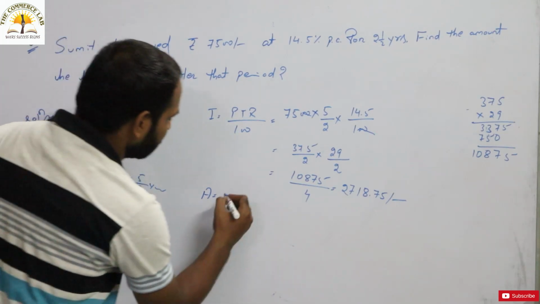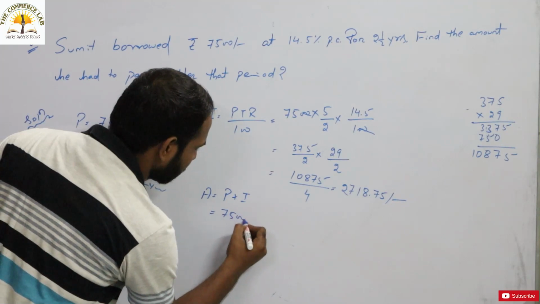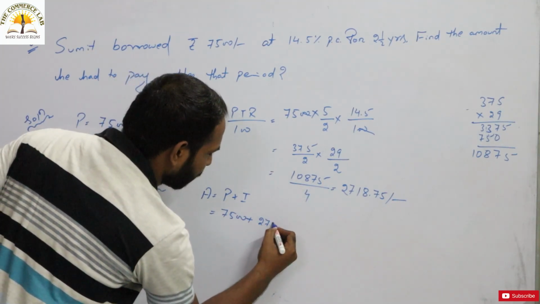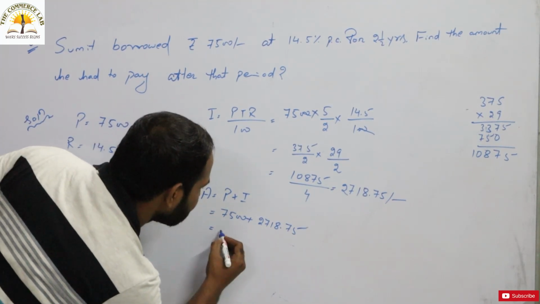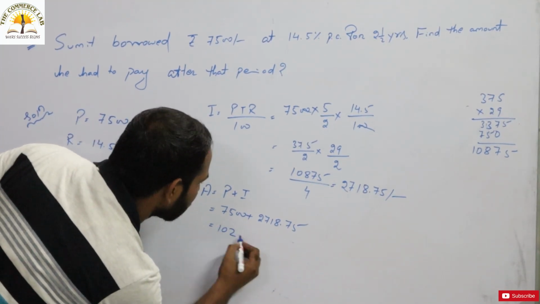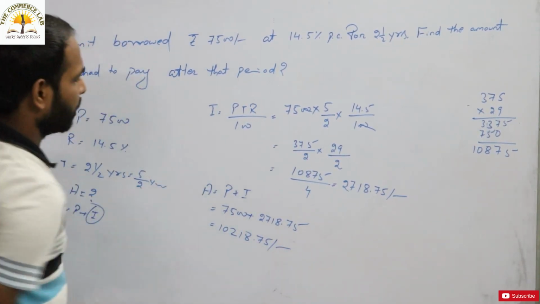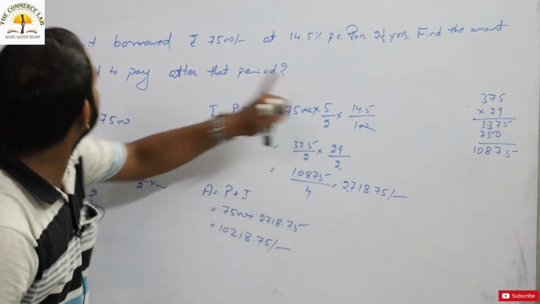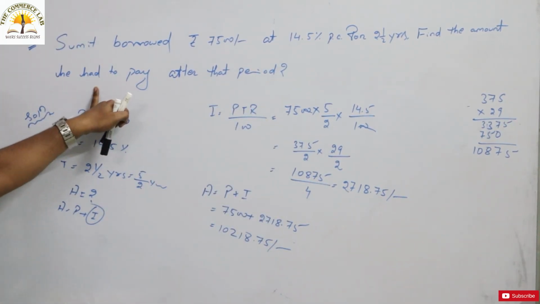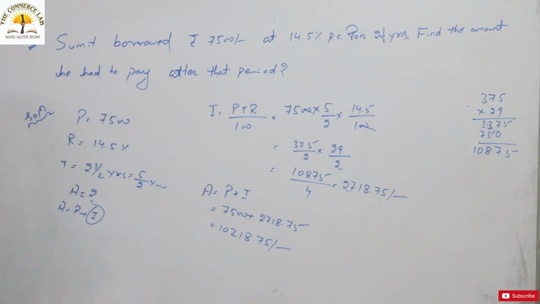So amount equal to P plus I. Here P is given 7,500 plus I equal to 2718.75. This implies 10,218.75 rupees he has to pay as final amount after that period. So this is your final answer.